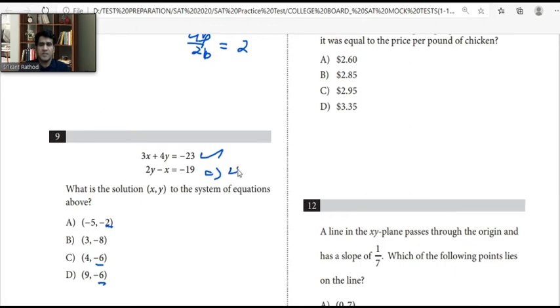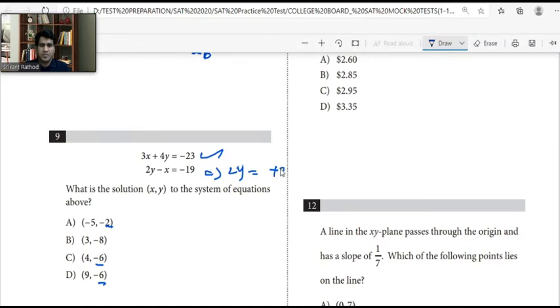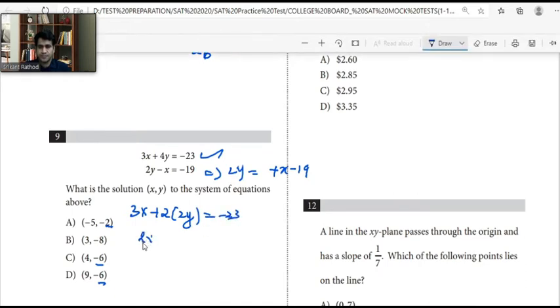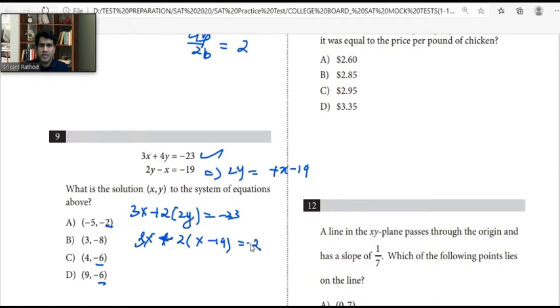This can be written as 2y equals x minus 19. So substitute the value of 2y over here. The first expression is going to be 3x plus 2 times 2y, since 4y can be written in this way, equals negative 23. Now replace 2y: 3x plus 2 times (x minus 19) is equal to negative 23.